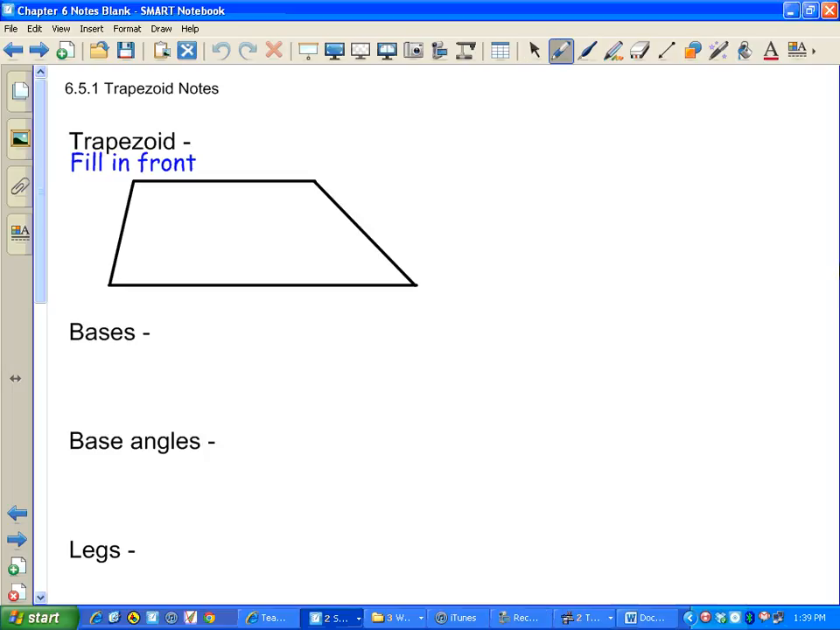The next quadrilateral we'll talk about is a trapezoid. Trapezoid is not a subshape of a parallelogram, so this is the first one that we've dealt with that is not a type of parallelogram. The thing that sets trapezoid apart from parallelogram is that it only has one set of opposite sides that are parallel. So one set of opposite sides are parallel.